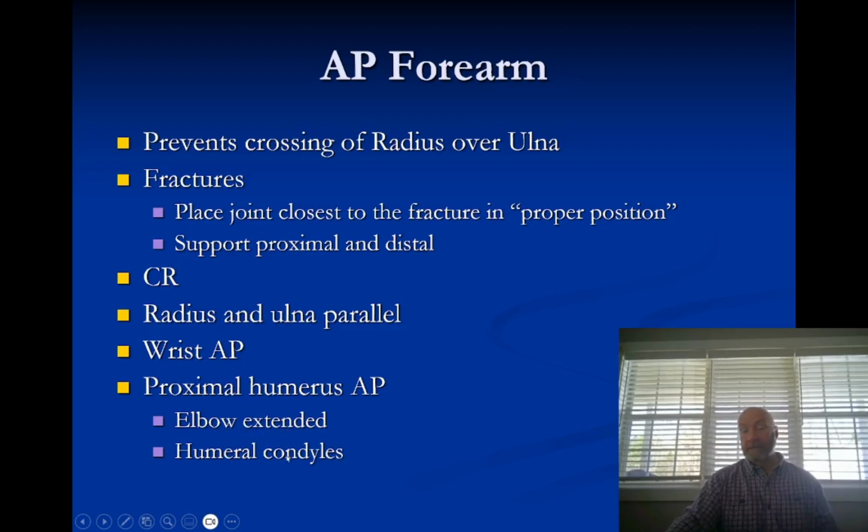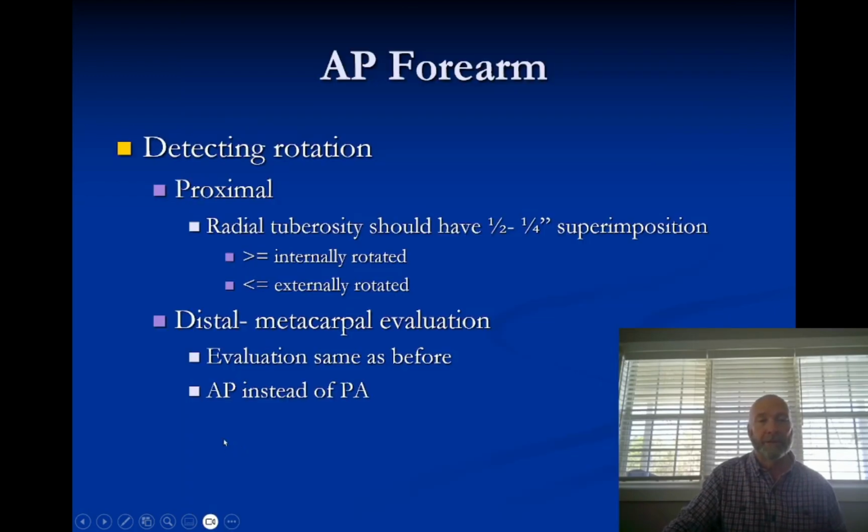So what this is going to entail is you get the patient seated at the table, have them extend their arm, and get their shoulder very, very low. So what we want is the humeral condyles parallel to the image receptor. That's just straight out of Merrill's.